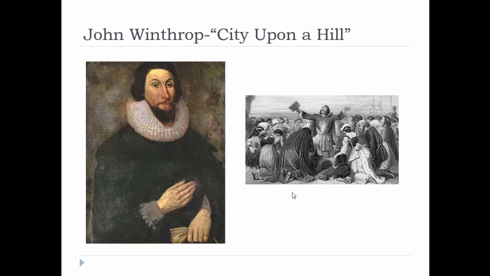So more and more religious migrants are going to come to the New England colonies. The exodus really begins in the 1630s. And there was one group in particular that will arrive in the 1630s, and they will be led by a man named John Winthrop.